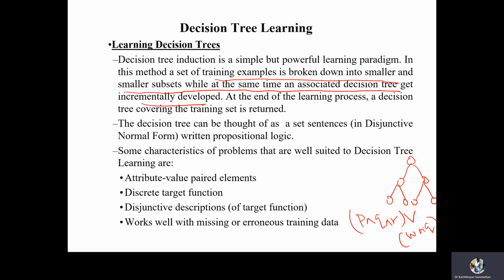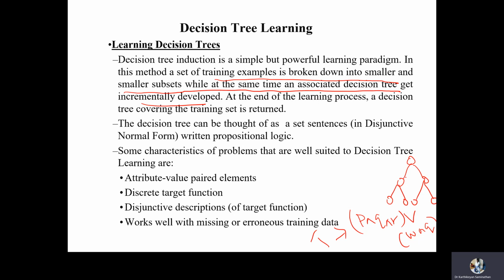Suppose this is how your disjunctive normal form is written, this is propositional logic, right? This is how to represent the decision tree. Some characteristics of decision trees: it follows attribute-value pairs, and also a discrete target function. A discrete target function always goes with a yes or no type, right? Your supervised learning algorithm is always discrete by default. Your unsupervised is continuous by default, right?